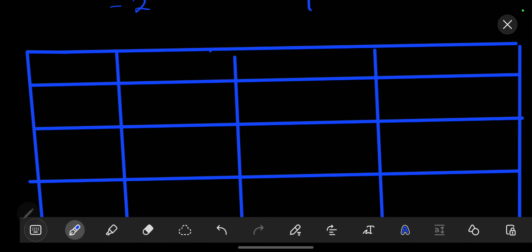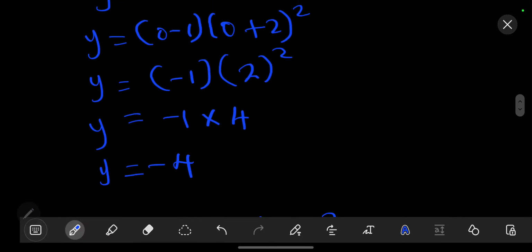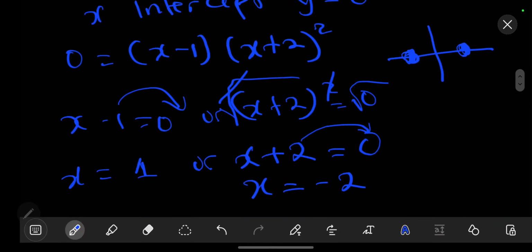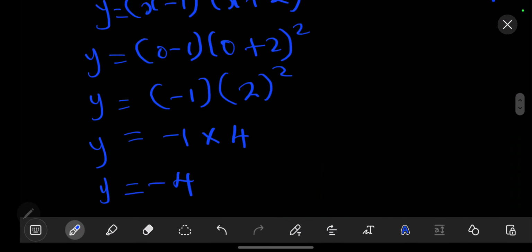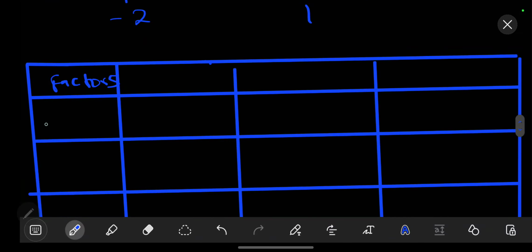So we are going to write our factors. So we have factors like that. Then the factors are the ones which we have factorized. So we have our x minus 1 and our x plus 2 squared. So we are going to write those: x minus 1 and our x plus 2 squared, like that.